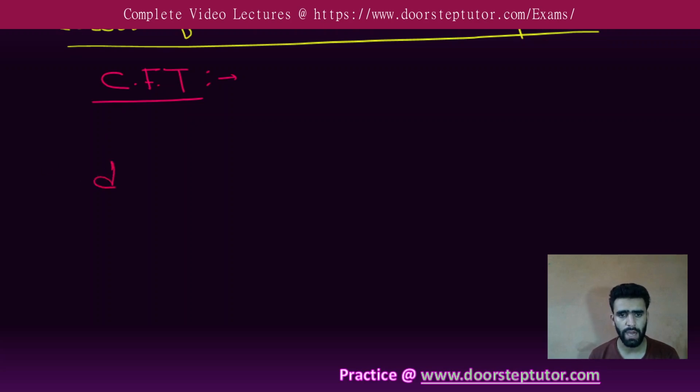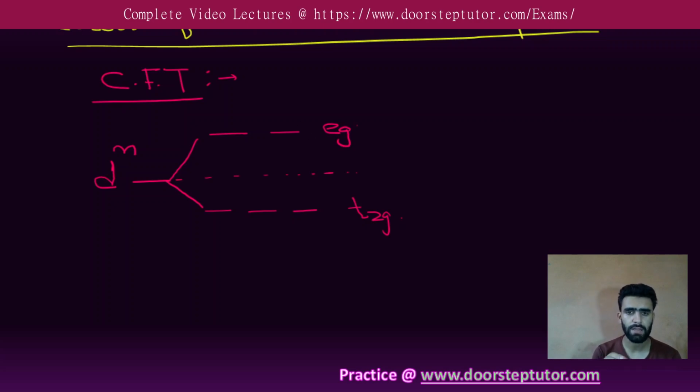Suppose this is our d n case, so there will be splitting, and the splitting will be like this. Because of this splitting, there arise two types of sets. The first set was called the T2g set, and the higher energy set was called the eg set. Now, how CFT explains the color in coordination complexes, that we will study in this lecture.